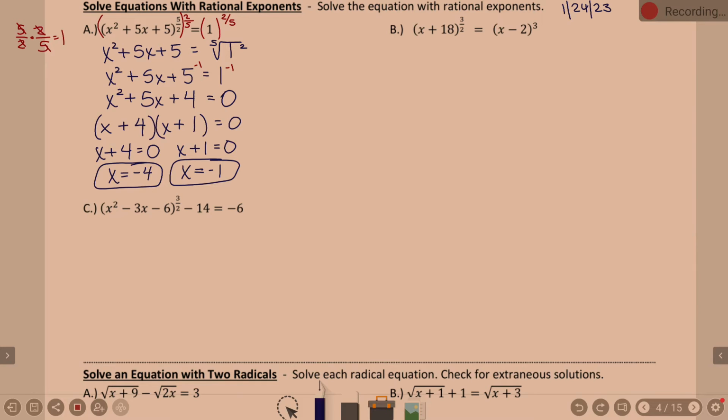Okay. Now, guess what? Just like yesterday, you've got to check them. Maybe both answers work. Maybe one answer works. Maybe neither answer works. We've got to check them. Okay? Now, calculator can be helpful here. It's up to you. But as I do my check, if I put in -4, -4 squared plus 5 times -4 plus 5, all of that to the 5 halves, I need to see if that equals 1.